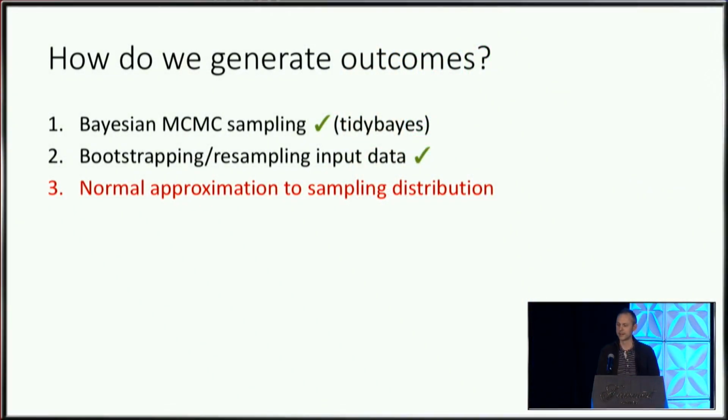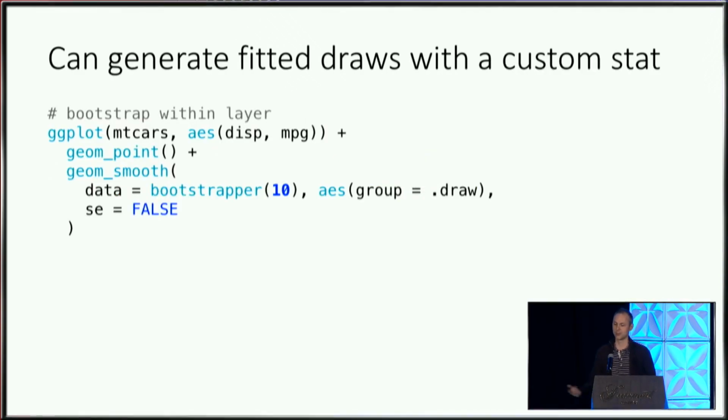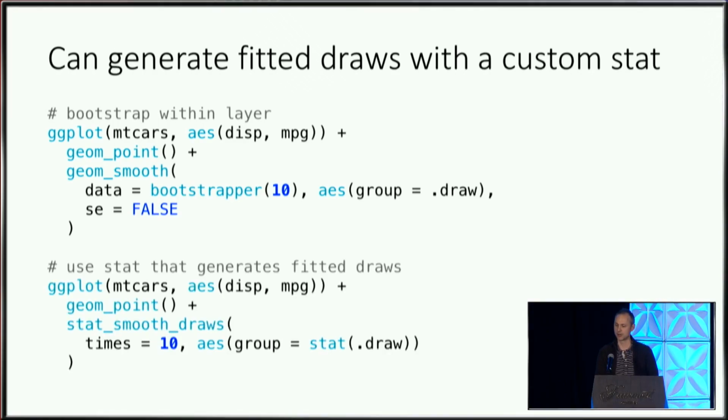We can also generate outcomes by normal approximation to the sampling distribution. And I did some work on that also. And so I'll introduce that by comparing to the bootstrapping. So we'll go back to the motor cars example. That was the example where we bootstrap. And now we have to write special stats or geoms. So I wrote this stat smooth draws. So instead of geom smooth, now I'm using stat smooth draws.